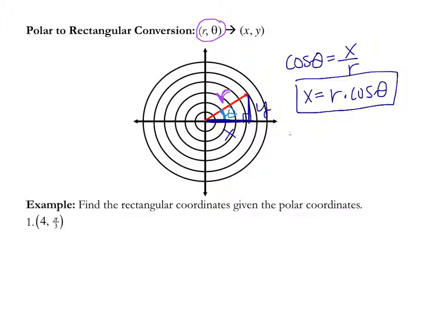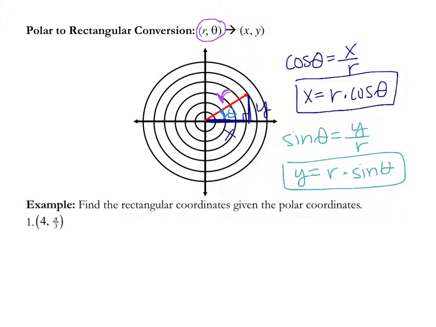To find y, we'd have to use sine. Sine theta is going to be y over r. And then again, to solve for y, we would multiply by r, so the formula is y is equal to r times sine theta. So those are our two formulas to change from polar coordinates to rectangular coordinates.